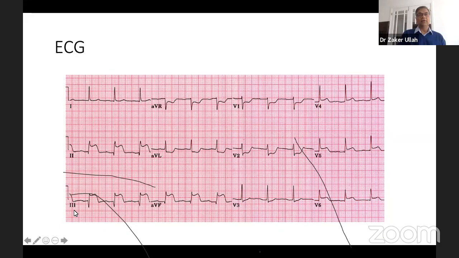Because lead 2 and lead 3 are facing from the leg towards the undersurface of the heart, correct? And AVF is also on the left foot, looking from below. So the inferior MI will come up with ST elevation on 2, 3, and AVF. You're absolutely right. Correct. Good.